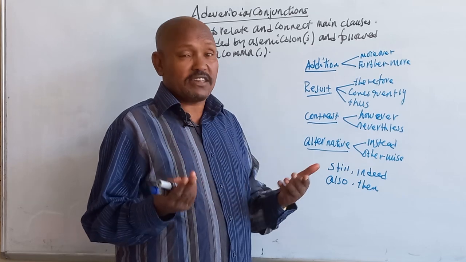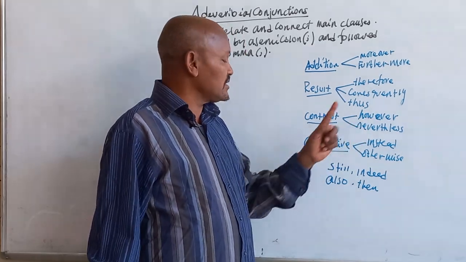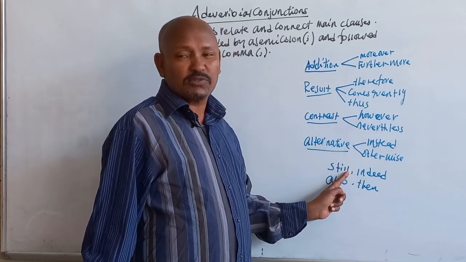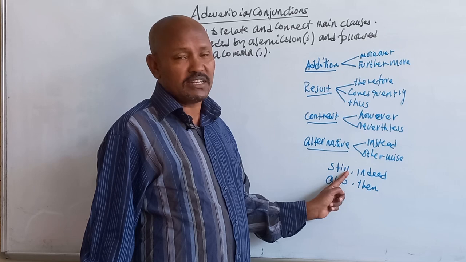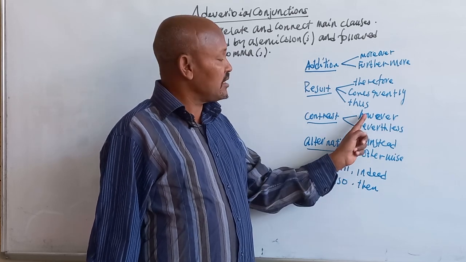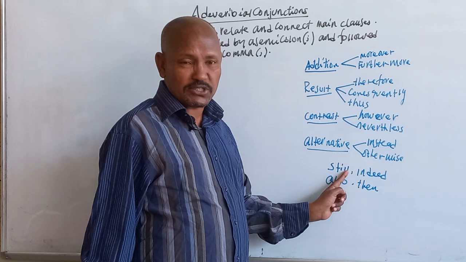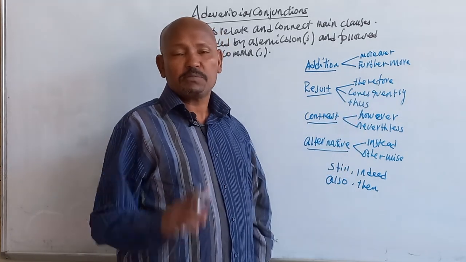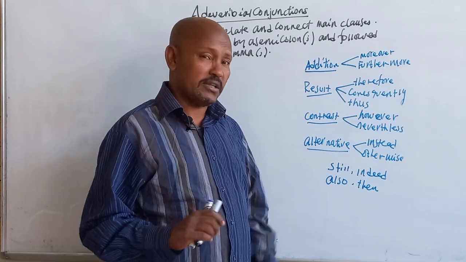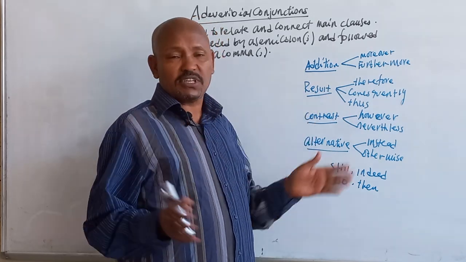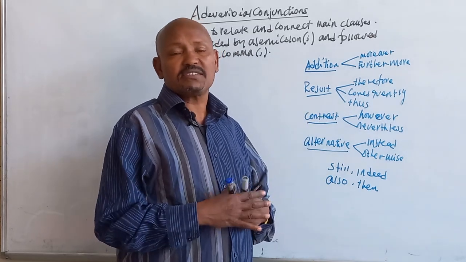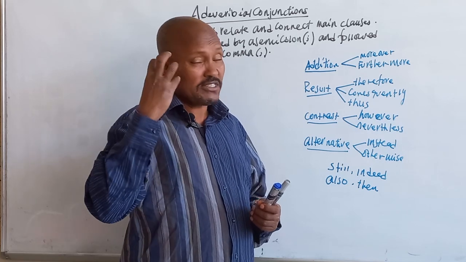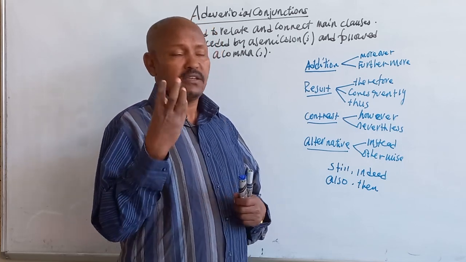Except however and still, they are not preceded by a semicolon and comma. The exceptional adverbial conjunctions are however and still. The others are most of the time preceded with a semicolon and followed by a comma. If we do not use such punctuation marks, the sentence doesn't convey its meaning, right? Because there is a problem of punctuation.